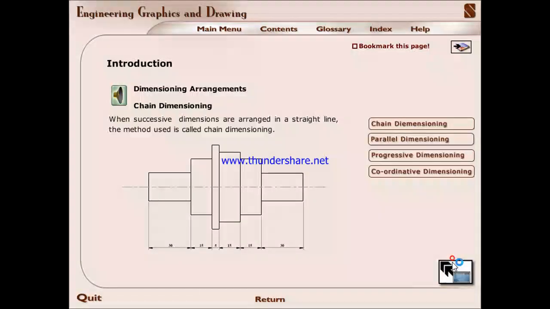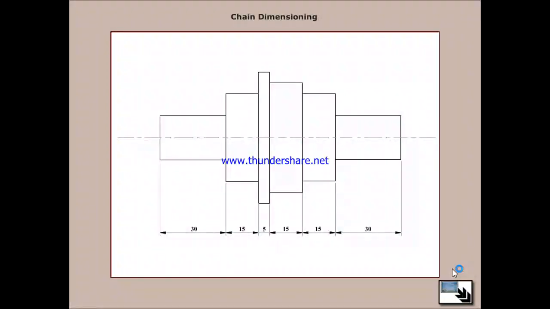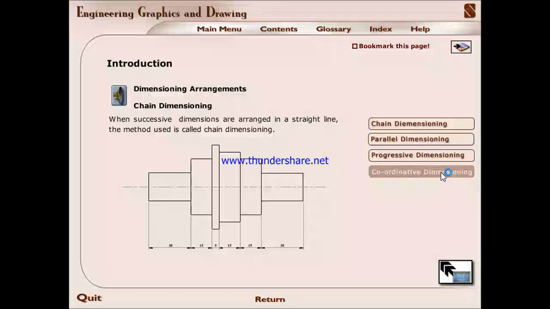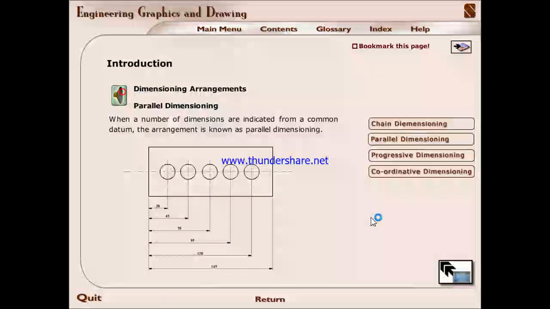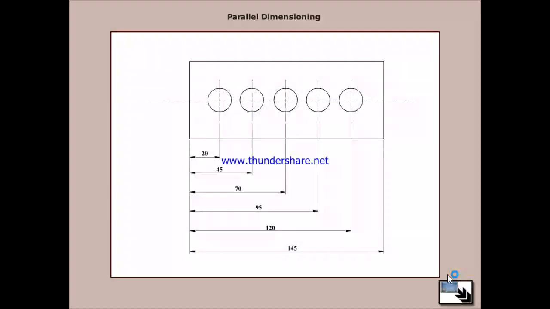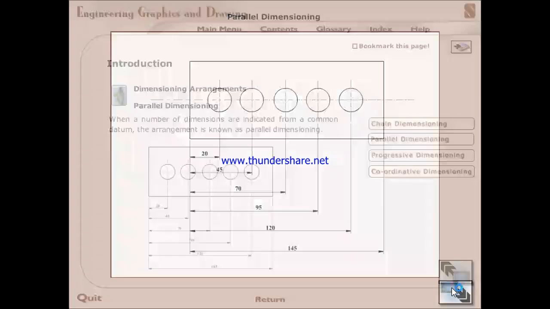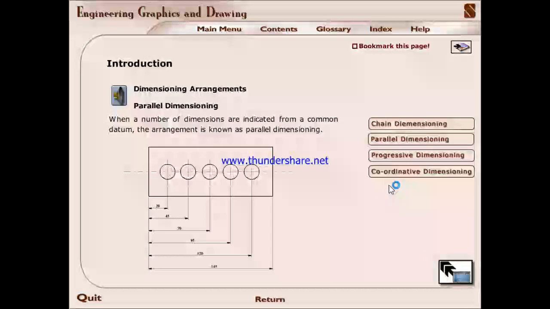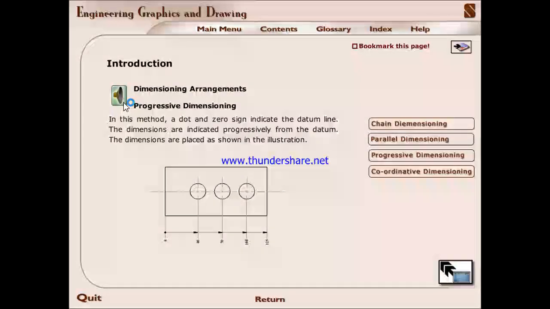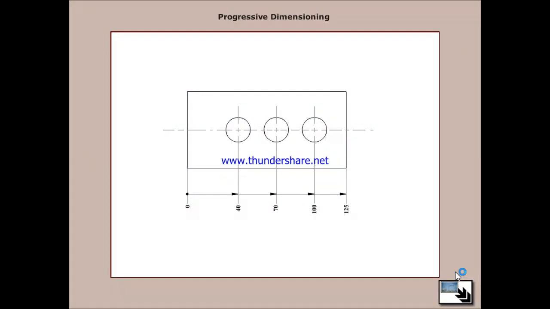Dimensioning arrangement. Chain dimensioning. When successive dimensions are arranged in a straight line, the method used is called chain dimensioning. Parallel dimensioning. When a number of dimensions are indicated from a common datum, the arrangement is known as parallel dimensioning. Progressive dimensioning. In this method, a dot and a zero sign indicate the datum line.